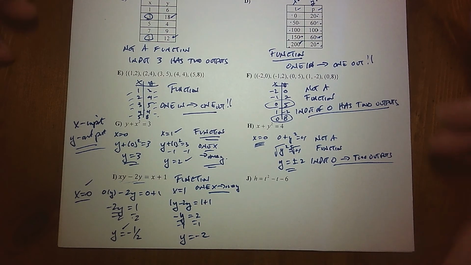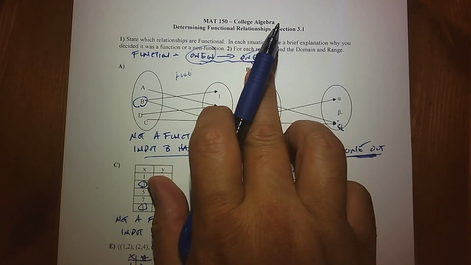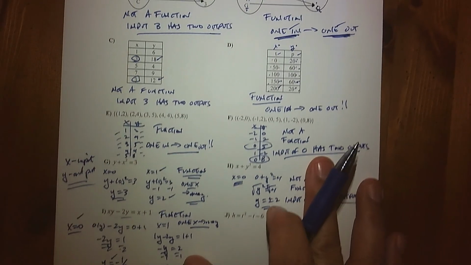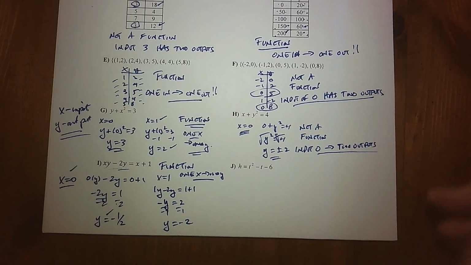Again, hopefully you're seeing this definition. Just use the definition: one thing in, one thing out. Whether in any schematic, in any table, in any ordered pair, in anything, we're basically doing that.